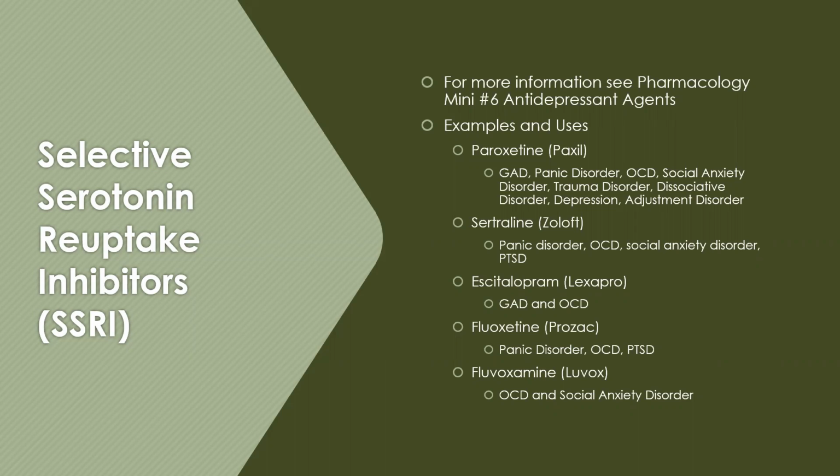Zoloft can be used to treat panic disorders, OCD, social anxiety, and PTSD. Lexapro can be used to treat generalized anxiety disorder and OCD. Prozac can be used for panic disorder, OCD, and PTSD. And Luvox can be used for OCD and social anxiety disorder. And that wraps up our medication mini on anti-anxiety medications.